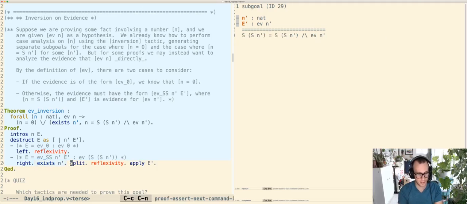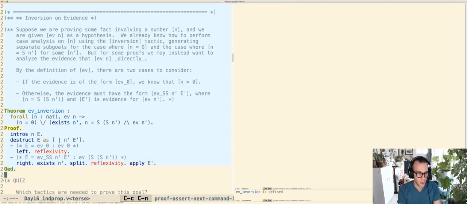Let's see what happens. Exists N prime? Okay, this is straightforward. On the left-hand side, it's reflexivity. On the right-hand side, we just use our assumption. Beautiful. So now we have this lovely lemma that neatly characterizes what we know when a number is even.